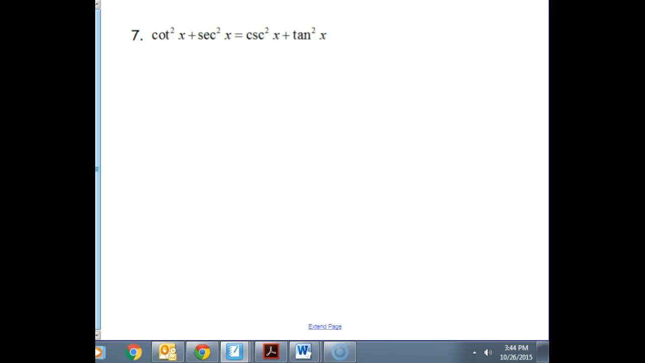Number 7. This one's a little tricky if you don't know your Pythagorean identities yet. First off, I don't have fractions, so it doesn't matter which side we pick. But I do see on the left side that I have 2 identities.